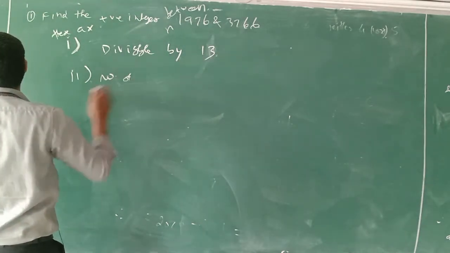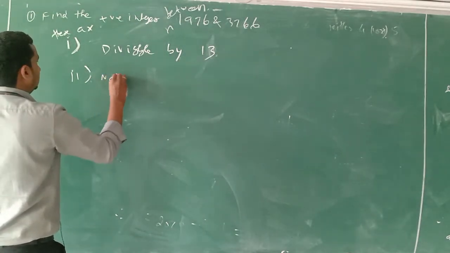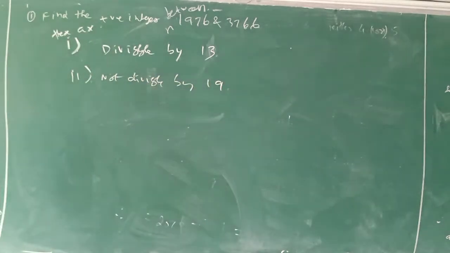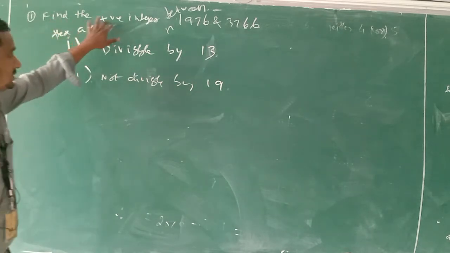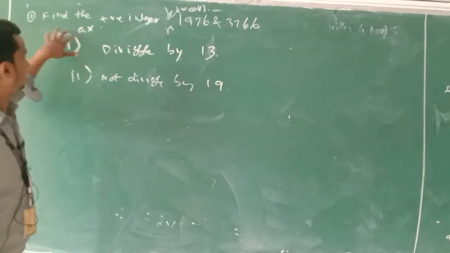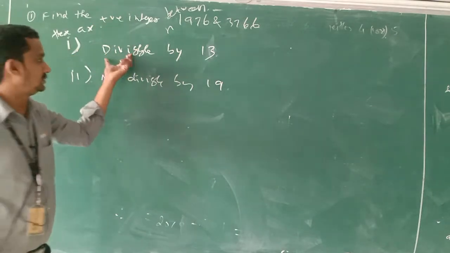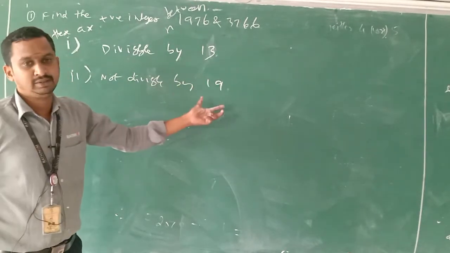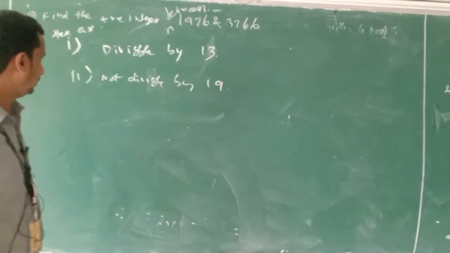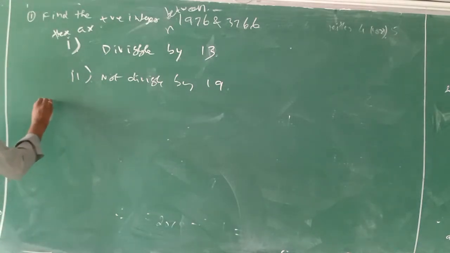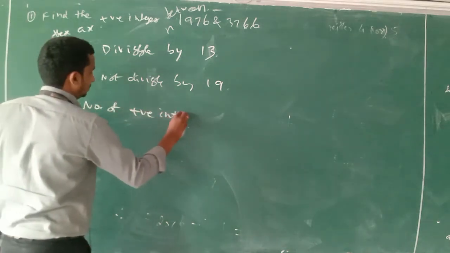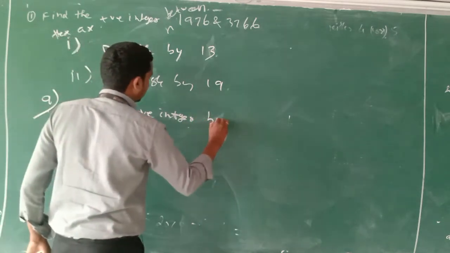Now the second one: the number of positive integers not divisible by 19. First question: find the positive integers between these two ranges that are divisible by 13 and divisible by 19. Okay, now come to the first part. What is the first part? Divisible by 13, so write it as the number of positive integers divisible by 13.